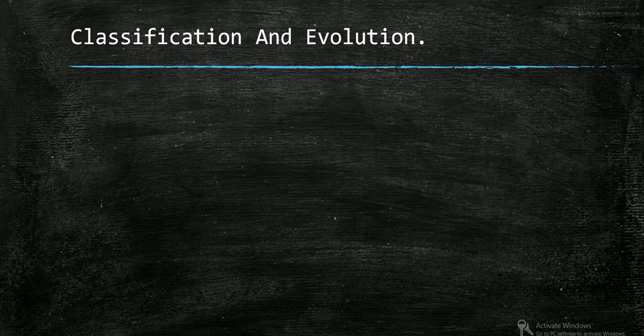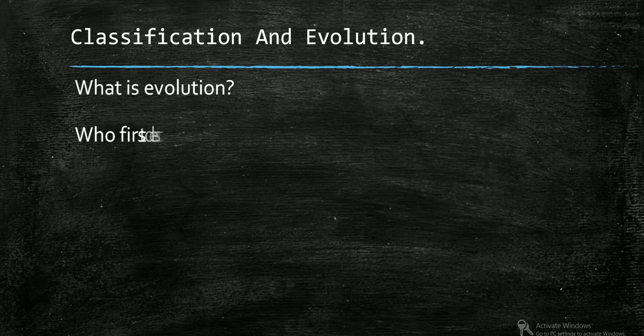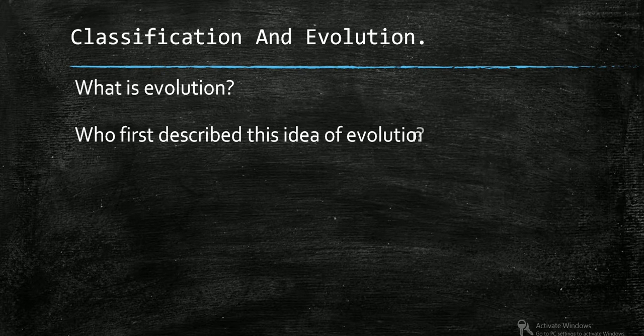And now, classification and evolution. What is evolution? Most life forms that we see today have arisen by an accumulation of changes in the body design that allow the organisms possessing them to survive better. This is what is meant by evolution. Who described this idea of evolution the first time? Charles Darwin first described this idea of evolution in 1859, in his book The Origin of Species.